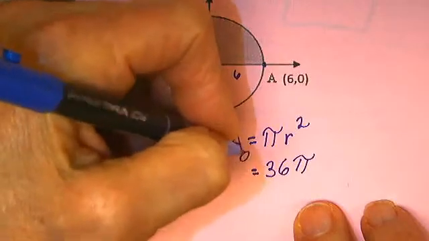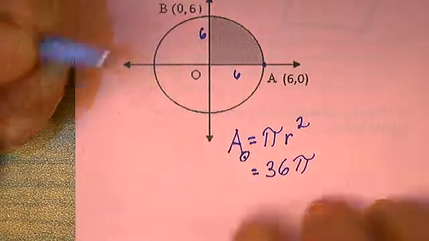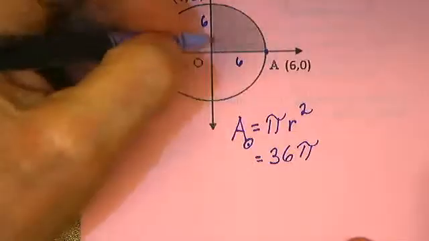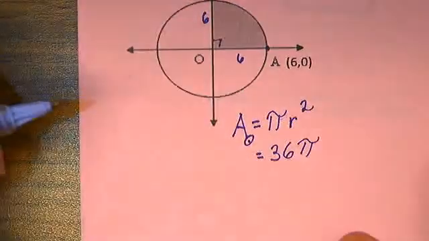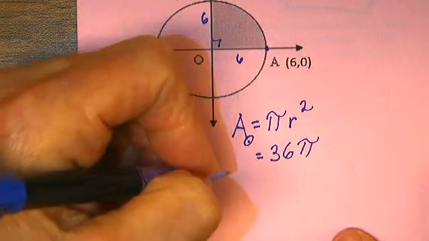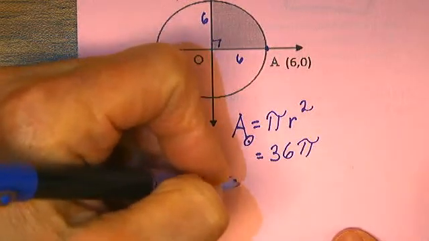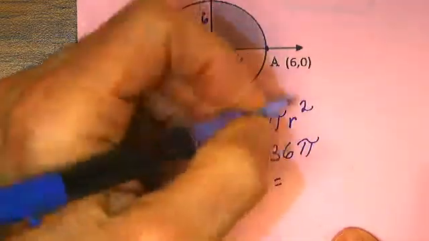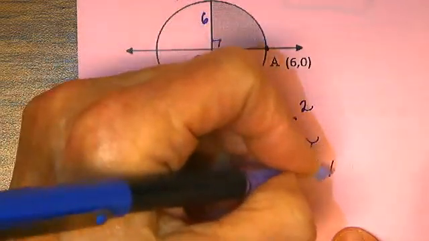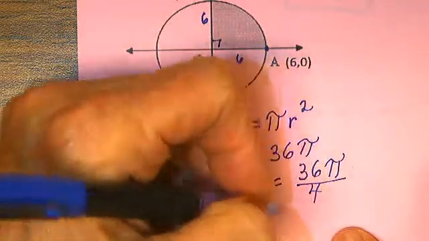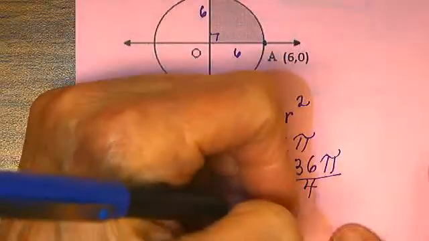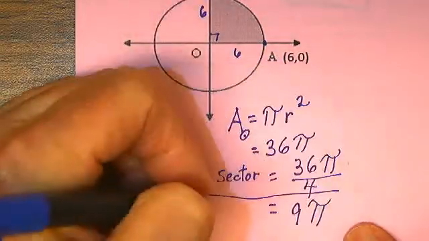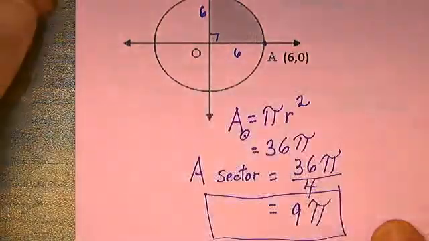But that would be the whole circle. We don't have the whole circle. We have 1/4 of the whole circle. So we have the sector area is equal to 36 pi divided by 4, which is 9 pi. Easy peasy. Everything's easy when you know how to do it.